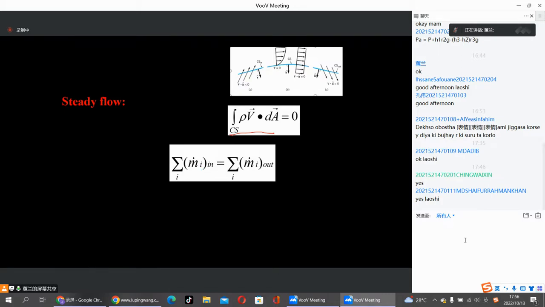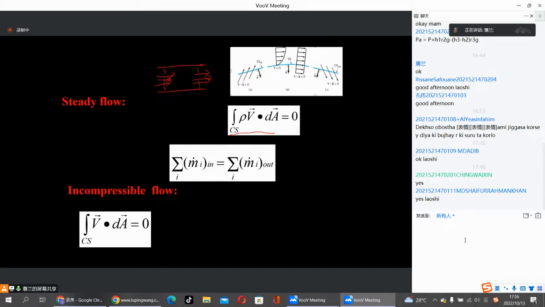This is what we always say for pipe flow. I think it's easy to understand for this one. It's a flow, this is a pipe. How many go inside this control volume, how many should go out of the control volume, right? This is what we always say: how many in, how many out.